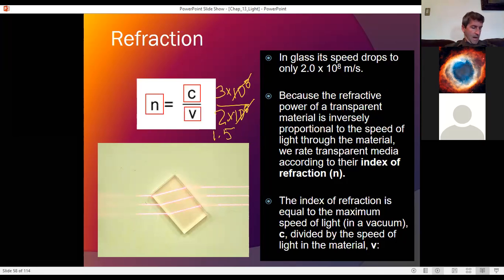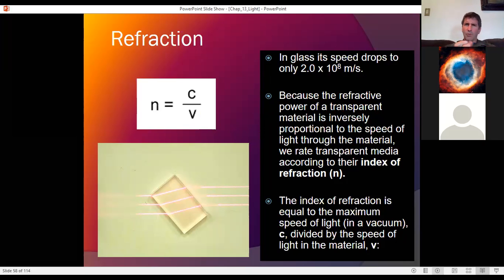Now, if I were to slow down light even more, let's say I slowed it down to half of its speed, which I think is pretty close to what we do in diamond. So again, on top, I always have 3 times 10 to the 8. That's always the speed of light in a vacuum. I divide it by 1.5 times 10 to the 8. 10 to the 8 cancels out with 10 to the 8. 3 divided by 1.5 is 2. That would be an index of 2.